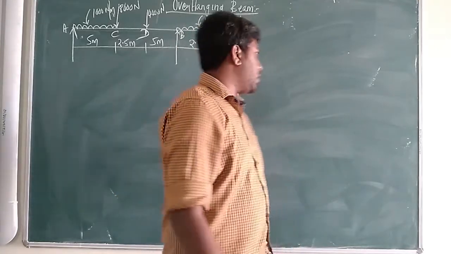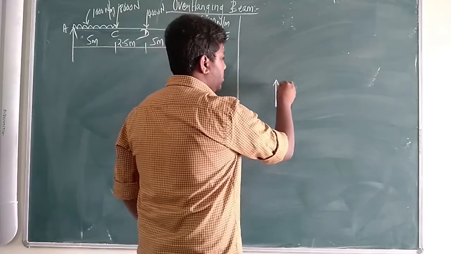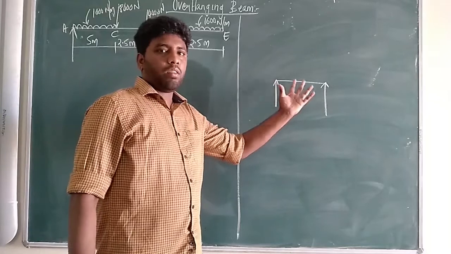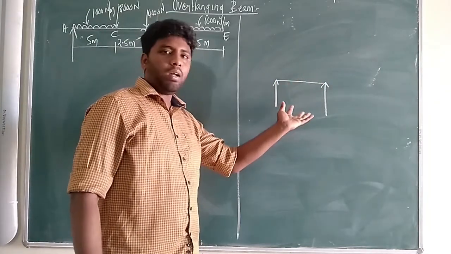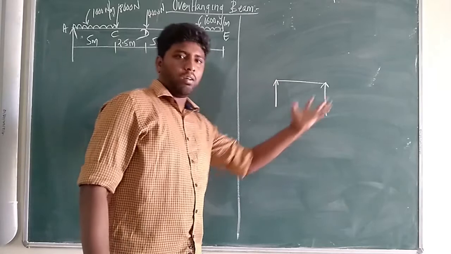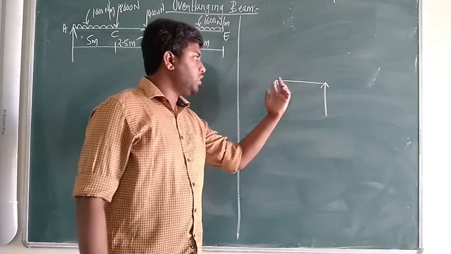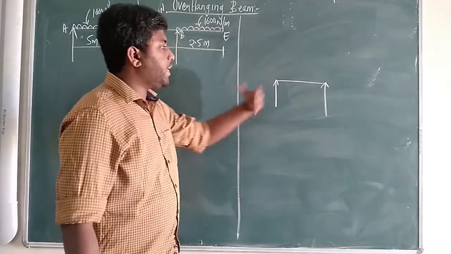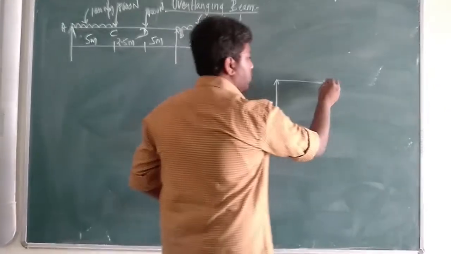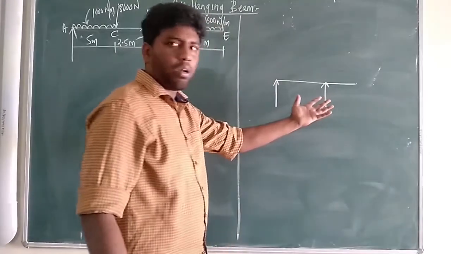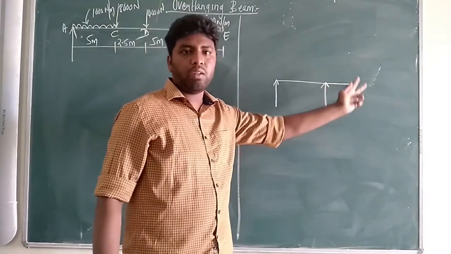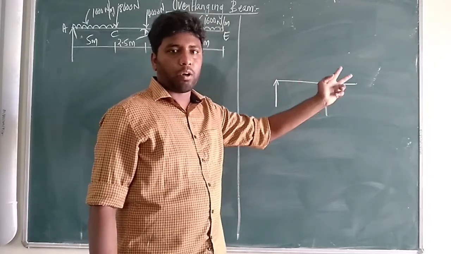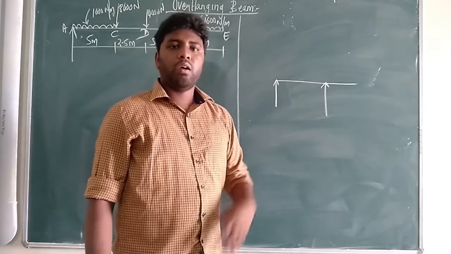For example, if we consider a simply supported beam, the two ends of the beam are supported on supports. But if the end of the beam is extended beyond the support, and there is no support there, that end of the beam is free and extended beyond the support. That type of beam is called an overhanging beam.